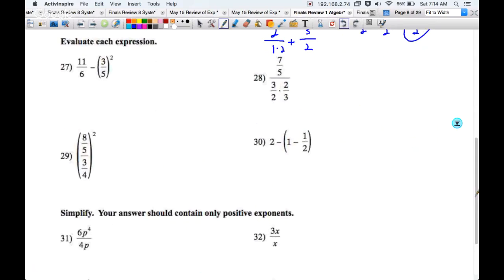All right, let's do a couple of these. Maybe like 28. So before we can simplify the big fraction, we got to simplify what's on the bottom here. The 2s can cancel out and the 3s can cancel out. You got to leave something behind. Well, in this case, you don't really, but we'll leave a 1 behind. 7 over 5 divided by 1 is just 7 over 5.